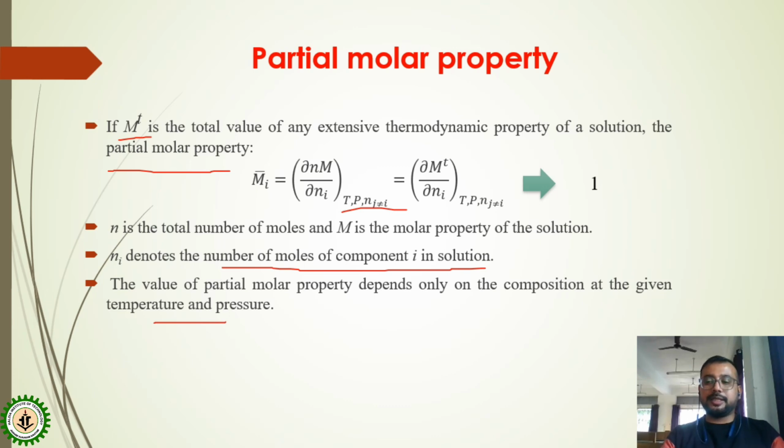So it is required to note the mathematical definition of the thermodynamic partial molar property as delta N M by delta Ni at constant temperature, pressure, and number of moles of the jth component not equal to the ith component, which is equal to delta Mt, where N moles times the molar property gives the total property of the system. That is, delta Mt by delta Ni at constant temperature, pressure, and number of moles of the jth component not equal to the ith component.